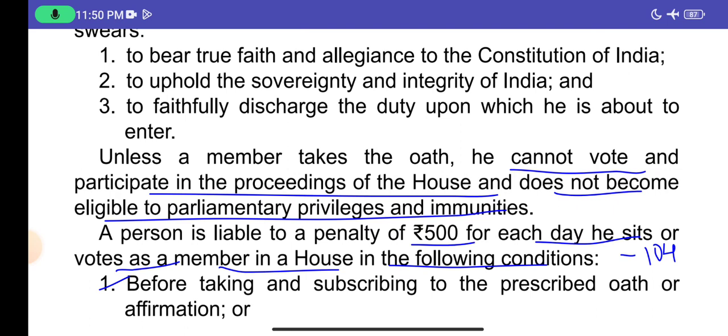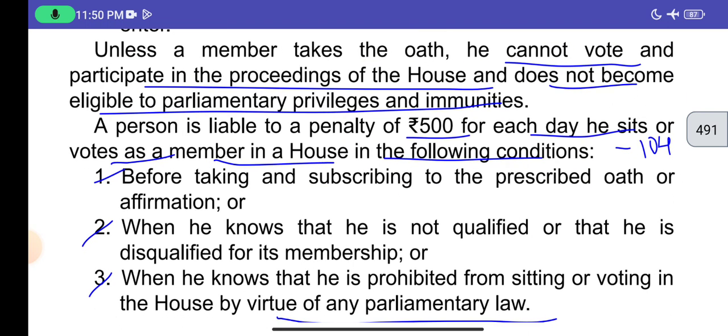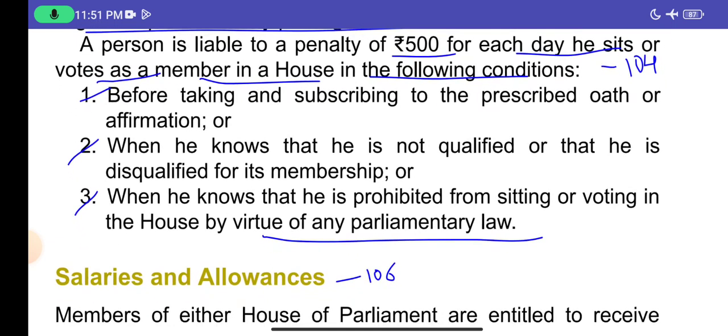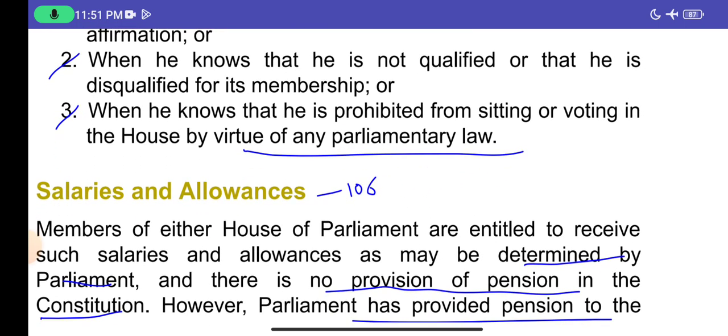Unless a member takes the oath, he cannot vote and participate in the proceedings of the House and does not become eligible to parliamentary privileges and immunities. A person is liable to a penalty of 500 for each day he sits or votes as a member in a House in the following conditions: before taking and subscribing to the prescribed oath or affirmation, or when he knows that he is not qualified or that he is disqualified for its membership, or when he knows that he is prohibited from sitting or voting in the house by virtue of any parliamentary law.